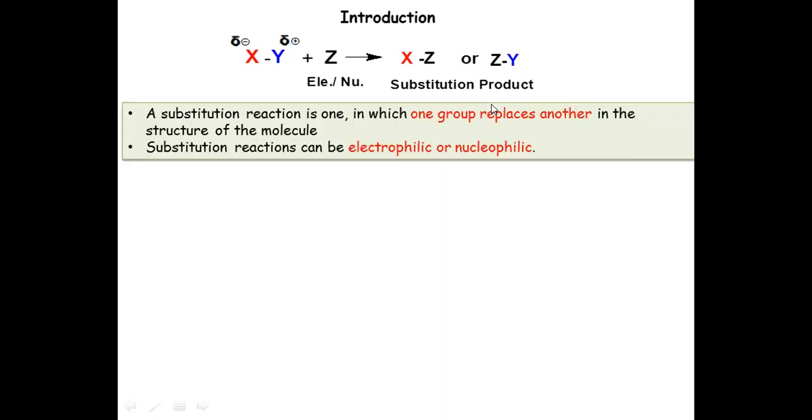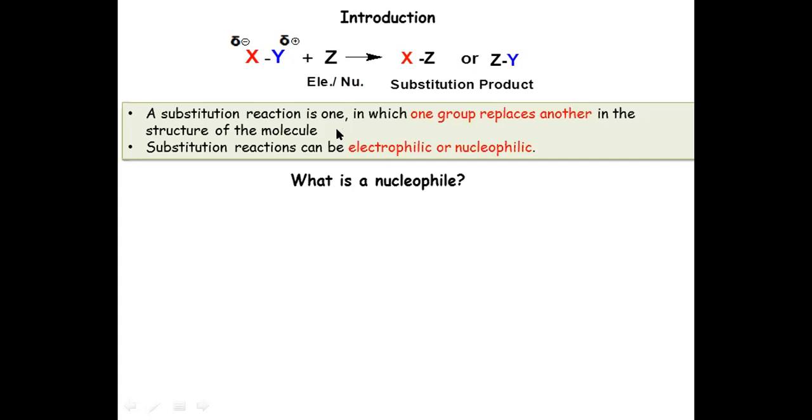There are 2 types of substitution reactions. Either we call it an electrophilic substitution or we call it a nucleophilic substitution. This depends upon Z, what is the nature of Z, whether it is electrophilic or whether it is nucleophilic.